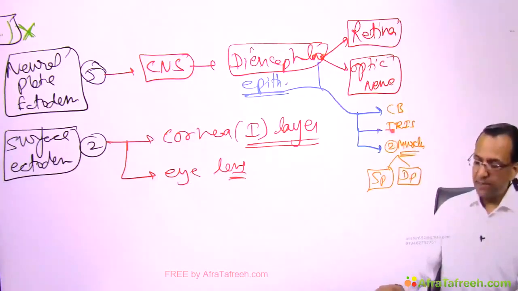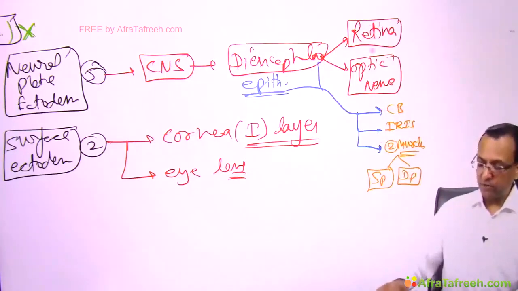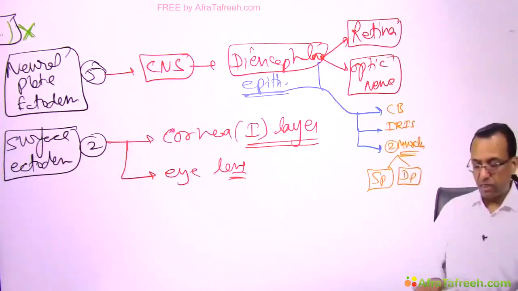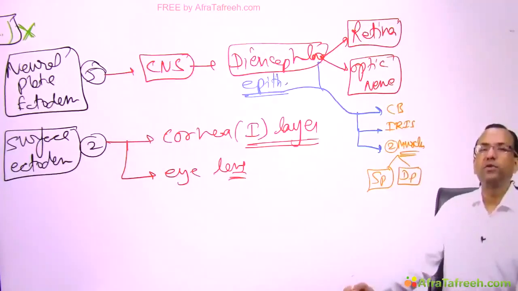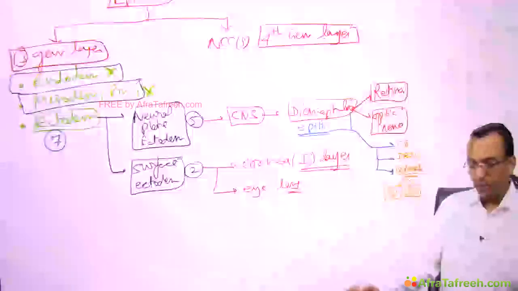And that epithelium is also covering the iris and ciliary body. So five derivatives of the neural plate ectoderm and two derivatives of the surface ectoderm. Now in diagram form. But before you see the diagram form of all that, you have to understand.